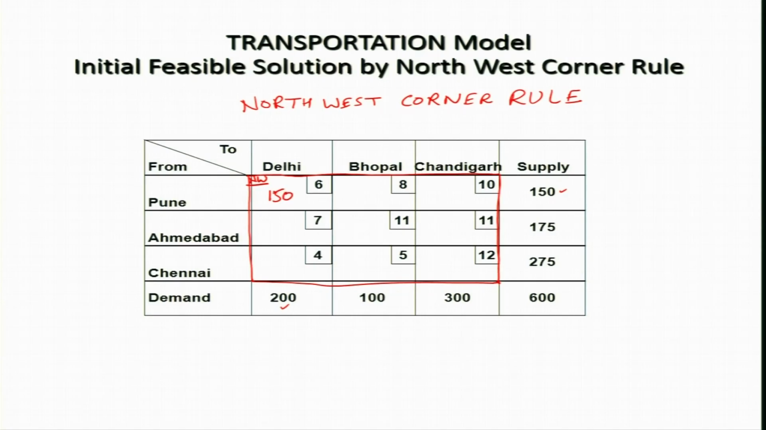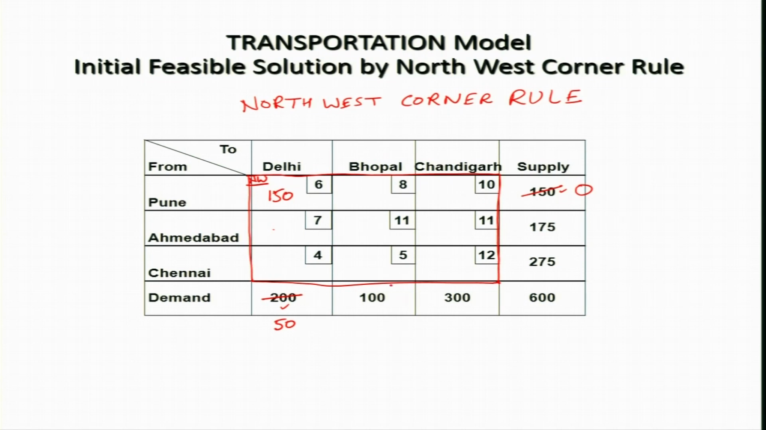I cannot transport more than 150 units because Pune does not have more than that quantity. So, once I have supplied 150 units, the remaining stock available with Pune is 0, and the remaining requirement with Delhi is 50 units. Now, there is no point in moving in this direction because no more material is available with Pune. So, I will go in this particular direction.